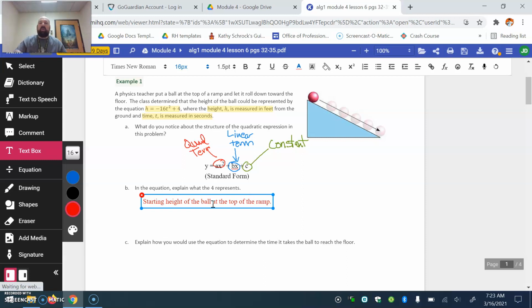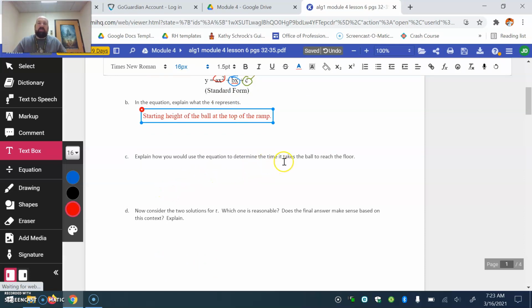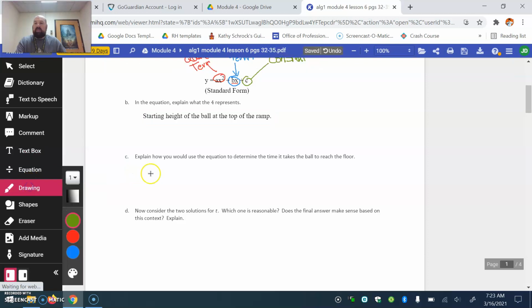In other words, if I were to put 0 in for the time, I'd get h equals 4, because 0 squared is 0, and 0 times negative 16 is 0. So if I plugged in 0, I'd get h equals 4. Remember, h is the height in feet. So it starts at 4 feet above the ground. Okay? Explain how you would use the equation to determine the time it takes the ball to reach the floor. When it gets to the floor, the height is going to be 0. So let h equal 0.